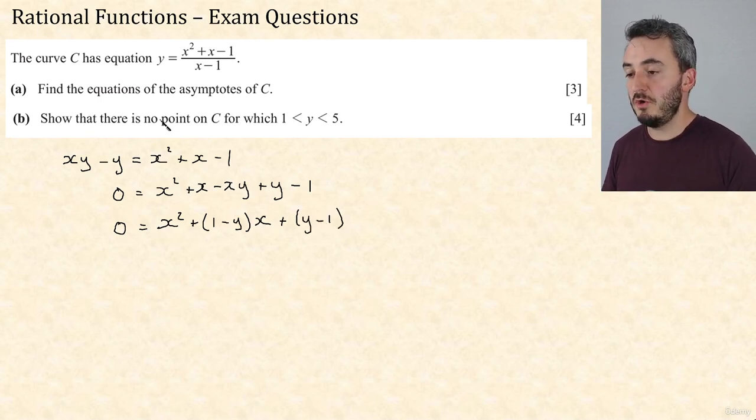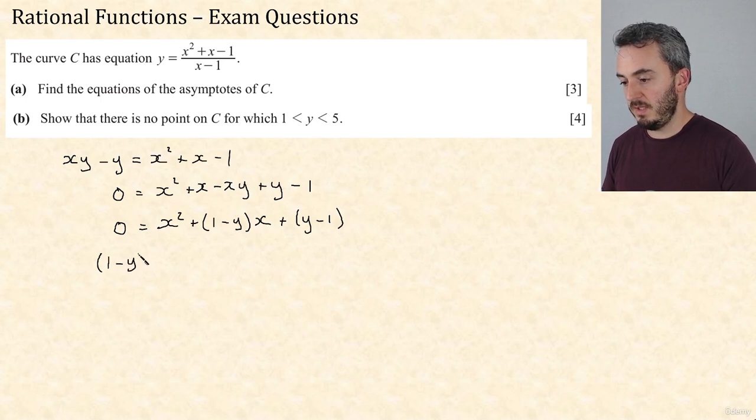I want to show that there is no point on C for which y is between 1 and 5. So no point on the curve means there's no y value that satisfies this equation for x, meaning the discriminant of this quadratic needs to be negative. Rather, when the discriminant of this quadratic is negative, there is no point on the curve where it exists. So what is the discriminant of this? Well, it's b squared minus 4 times 1 times c. And I would like that to be negative.